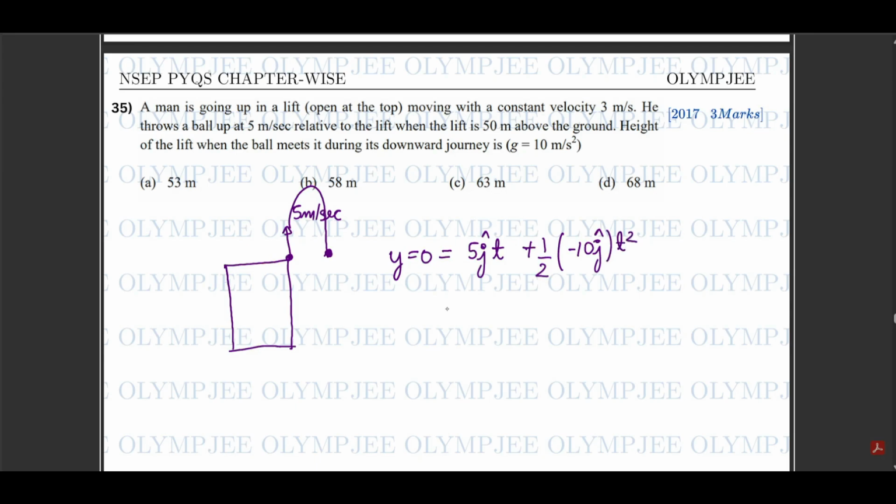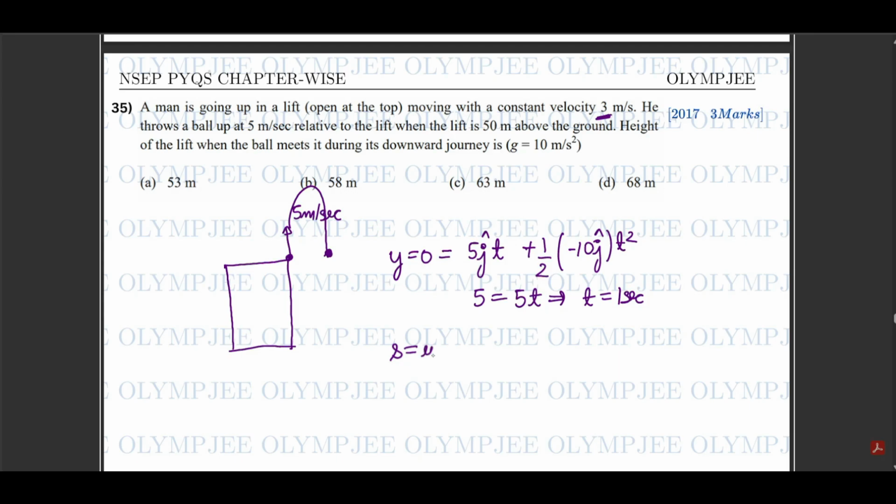So this means that 5t is equal to 5t square. This implies t is equal to 1 second. Now we need to find the height of the lift when the ball meets it during its downward journey. So the lift will move. We have to find how much will the lift move in 1 second. So the velocity of lift is given as 3 meters per second and it is constant.